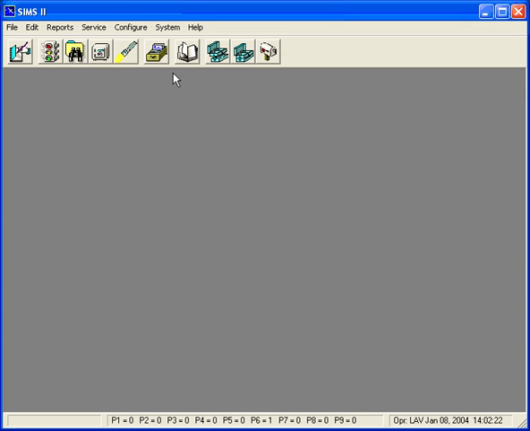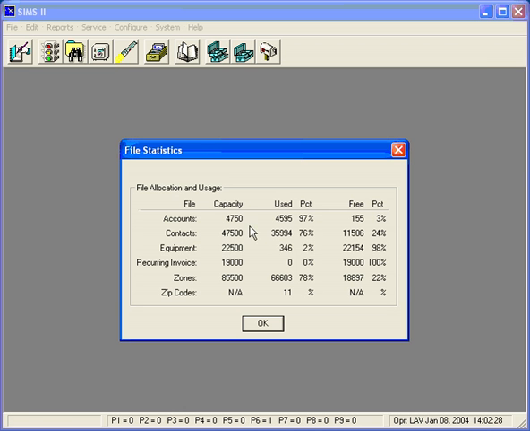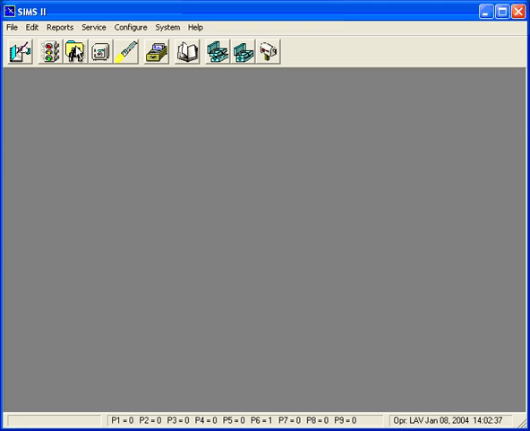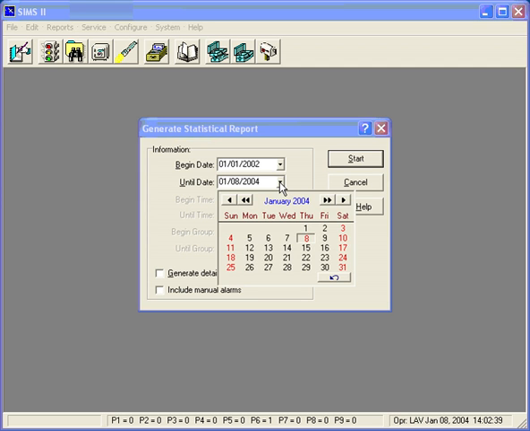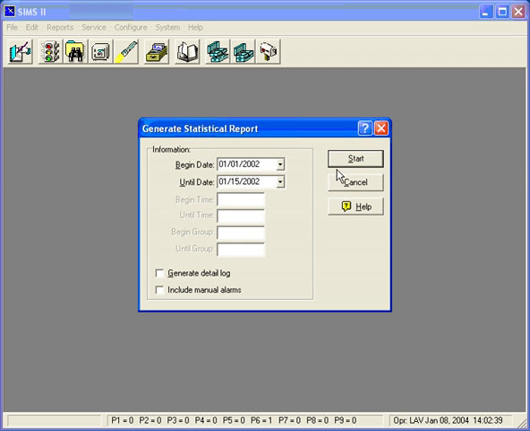Now we're going to introduce you to the graphical display reports within the SIMS for Windows. I've chosen an example database that consists of about 4,600 accounts along with the necessary history to build up this graphical capability. We can do this by going to Reports, Graphical Report. We're going to run our report from January 1st of the year 2000 to January 15th of that same year.